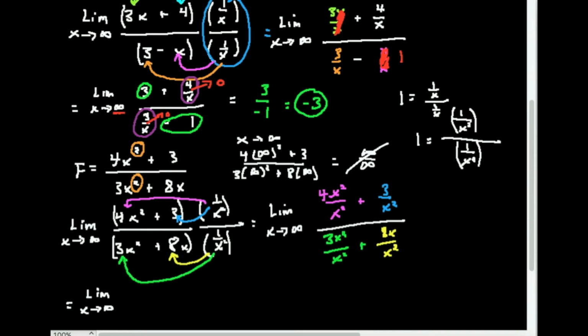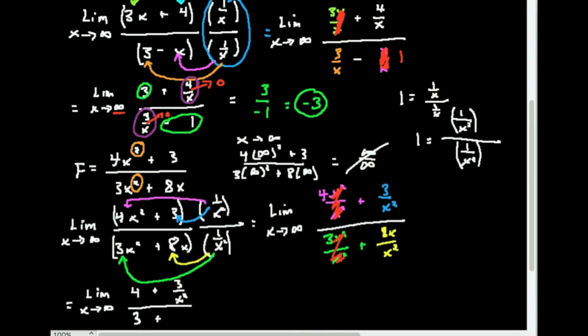All right, so I have 4x squared over x squared. Well, x squared over x squared is just 1, so those cancel, and that's going to give me a 4 right there. I'm going to have a 4 plus 3 over x squared. I can't simplify anything there, so I'm going to leave that as 3 over x squared. All right, can I simplify anything here? So I have this 3x squared over x squared. This x squared over x squared is going to cancel to 1. So that's just going to leave a 3 right here.